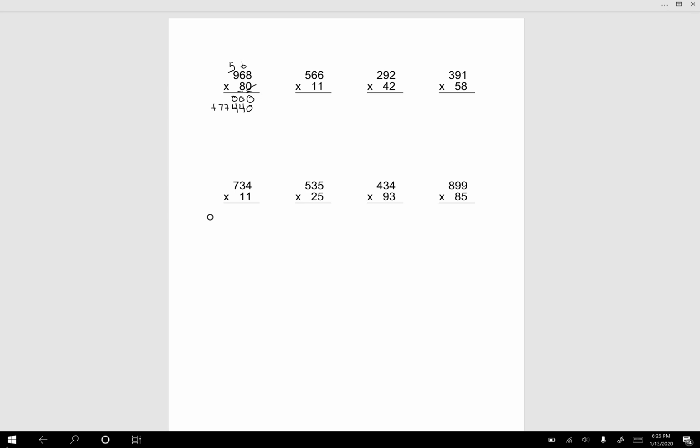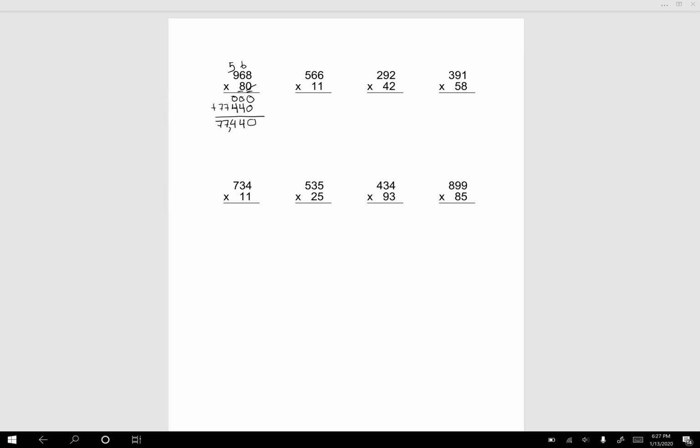And now I'm ready to do my addition. And again, make sure that everything is aligned well so that you don't make a miscalculation at this point just because you can't clearly see what your various place values are. So I have 0, 4, 4, 7, and 7, so 77,440. For the next one, we're multiplying 566 times 11.